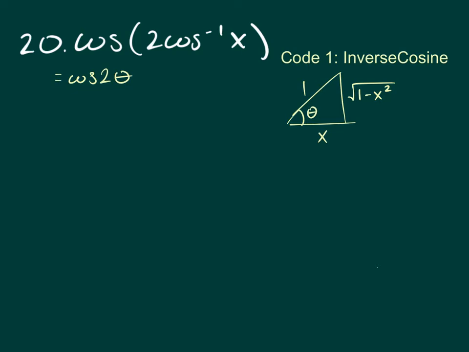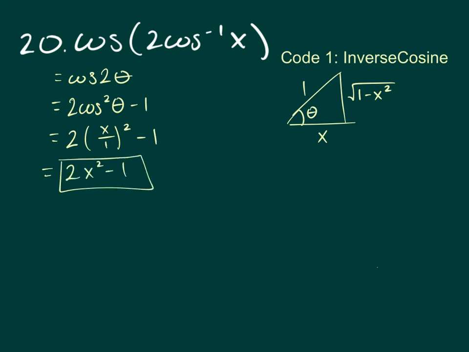So I need to figure out how I'm going to find cosine of 2 theta. And so what I'm going to do is use the double angle formula, which we just learned. And it's 2 cosine squared theta minus 1 is the version I'm going to use because we already have cosine theta, so it's a little bit easier. So this will be 2 times x over 1 squared minus 1 equals 2x squared minus 1. And that's our answer.